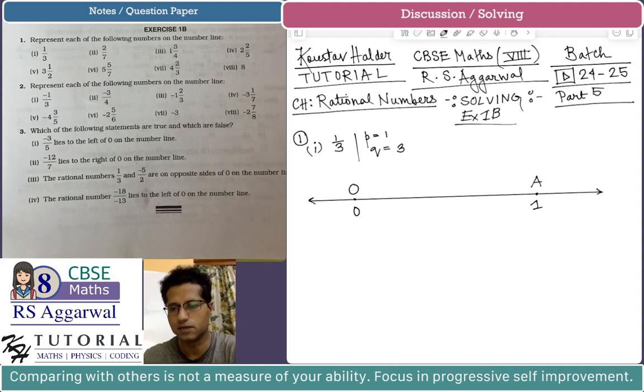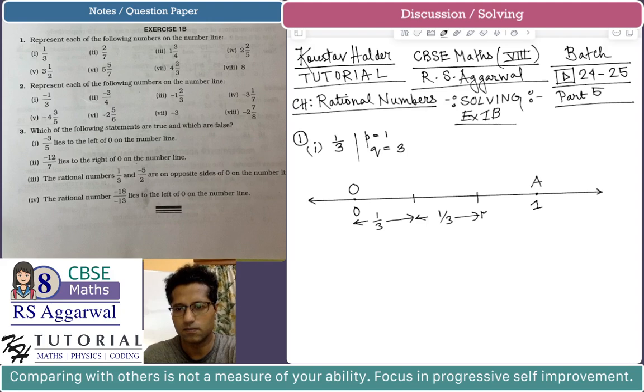We take a point A on the right hand side of origin O at unit distance. Now we divide OA, the segment OA, into 3 equal parts, because the denominator is 3. Let's say we divide OA into 3 equal parts, and we mark the points. So all these 3 equal parts, the distance of each of these equal parts, is 1 by 3.